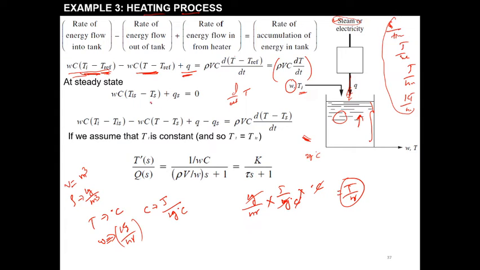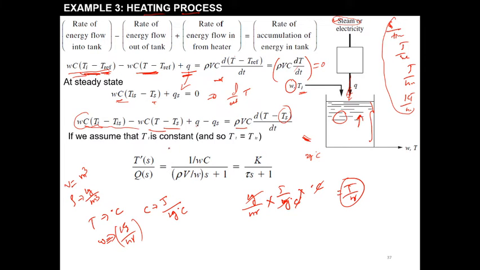Now solve this at steady state, where this becomes zero. Then subtract one equation from the other. You will get WC (Ti minus Tis), and then Q minus Qs is equal to rho V C d(T minus Ts)/dt. What is Ts? Ts is the steady state temperature. In this way we have solved the equation by subtracting.